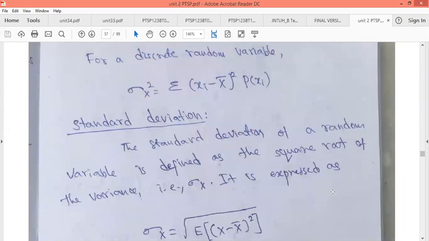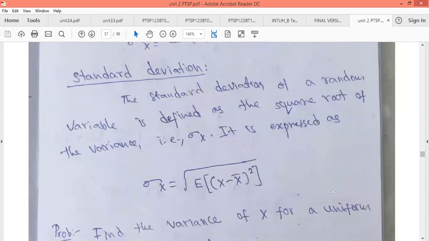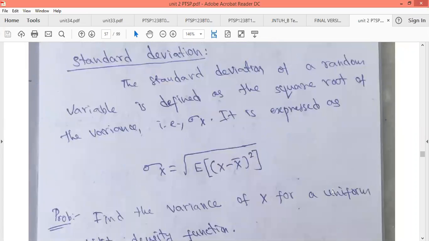Okay, and similarly, what is standard deviation? The standard deviation is the square root of variance. Variance we already found. What is variance? It is the second central moment. The standard deviation sigma x is equal to the square root of the expected value of (x minus x bar) square. Okay.